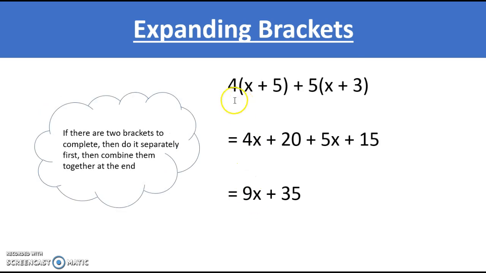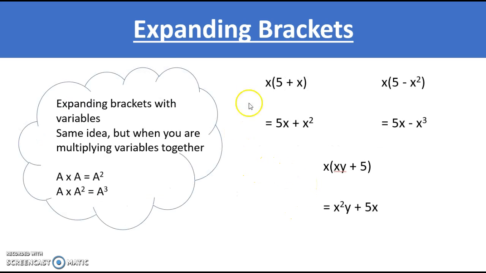Now sometimes you may get these type of questions, and for some reason it confuses people. And that's fine. Just treat it as 2 different brackets, 1 and 2. So you could try and multiply it out. So 4x, 4 times 5, and then afterwards you do 5x and 5 times 3, and then combine it together. x and 5x go together to become 9x, 20 and 15 go together to become 35.